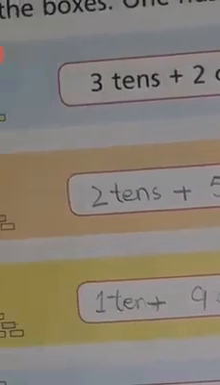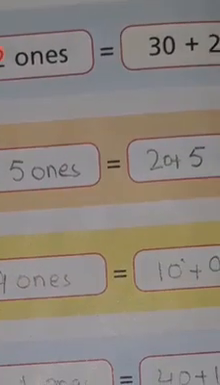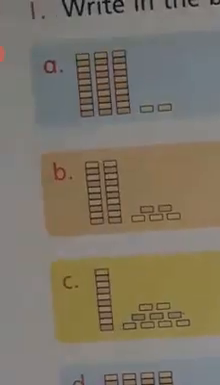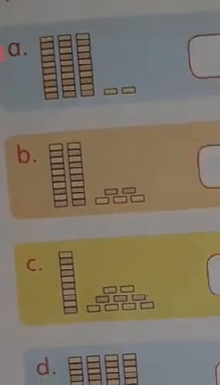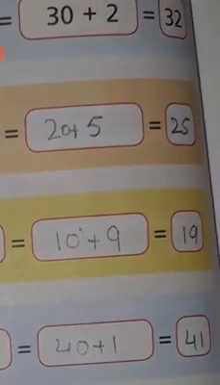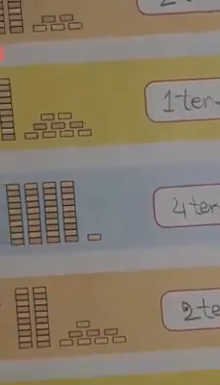Got it? Now, consider it separately. How many tens? 2 tens and 5 ones. So, 2 tens is 20 and 5 ones is 5. Now, consider it together. 2 and 5, 25. Got it? So, if we add 20 and 5, we get 25. Let's count. 20, 21, 22, 23, 24, 25. Got it? So, now move to the last one.